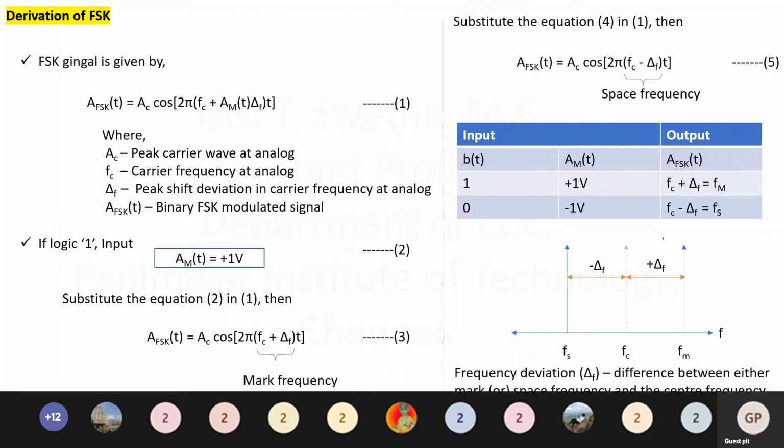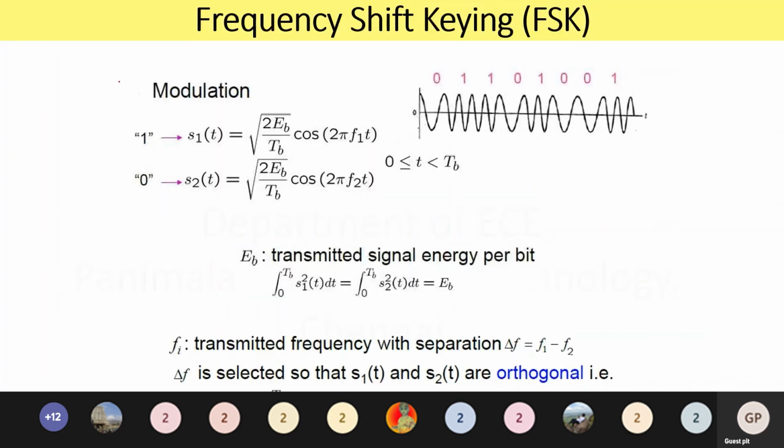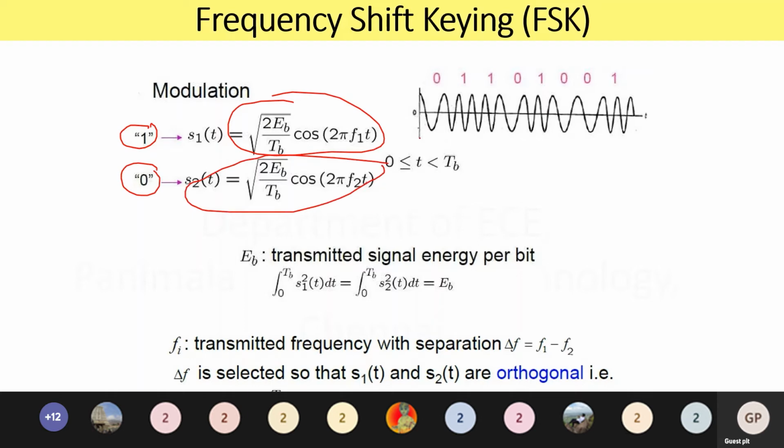In the last class we have seen the theoretical formulas related to it. For logic 1 you have to use a separate frequency and for logic 0 a separate signal. As you can see, for logic 0 we got a different frequency, with the number of cycles in an extended manner, and for the logic period of TB here you got a different frequency. That's where it differs. The energy of the signal is represented with EB, and delta F is called the deviation.